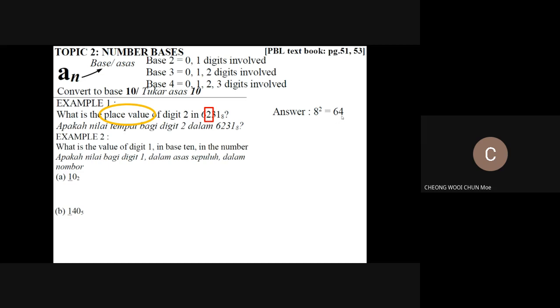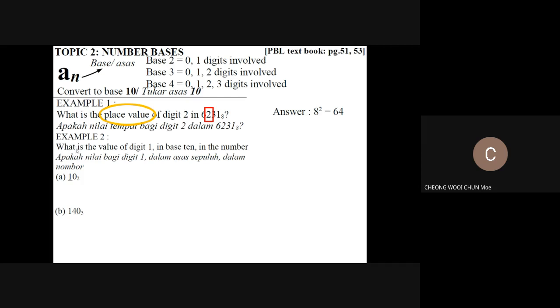So we get the answer 64. I can use a calculator. And let's say they ask, what is the place value of digit 6? Then it will be 8 power 0, 8 power 1, 8 power 2, 8 power 3. So 8 power 3, then what is the value? If you say place value of digit 1, it will be 8 power 0, what is the value? If you say digit 3, it will be 8 power 1, what is the value? That is the meaning.